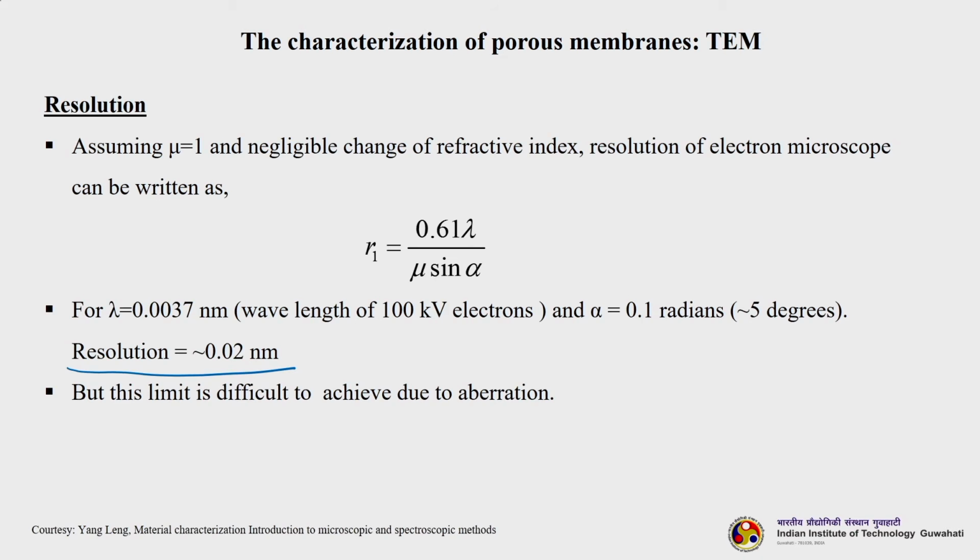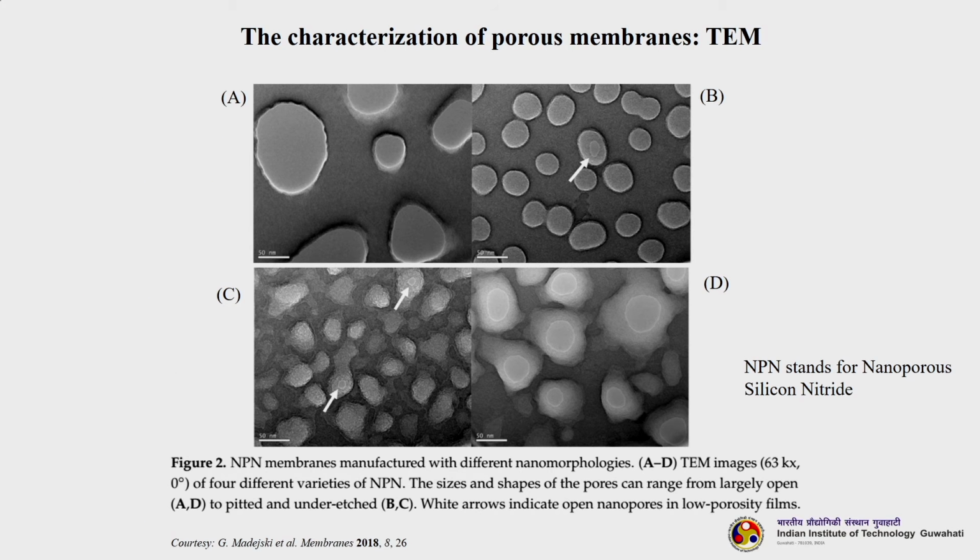So, this is the TEM image of a porous membrane. You can see there are 4 distinct images, micrographs we call them, TEM micrographs. So, it is an NPN membrane. NPN stands for nanoporous silicon nitride, manufactured with different nanomorphologies.